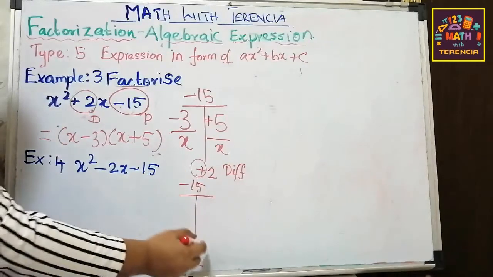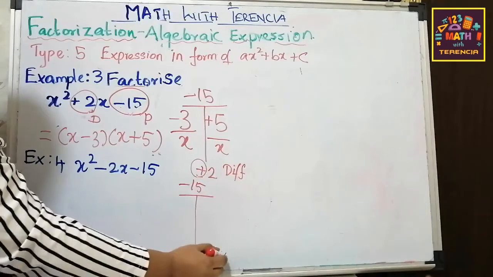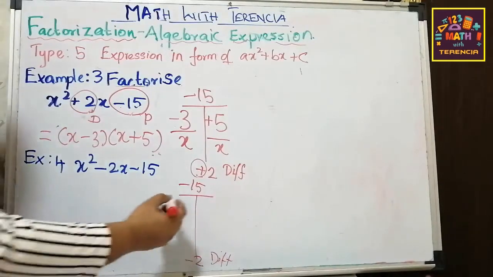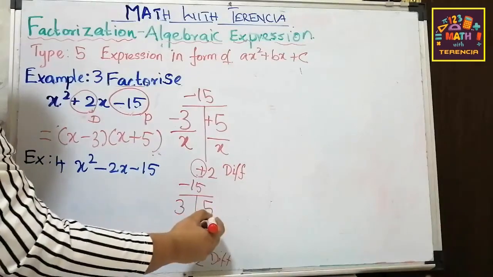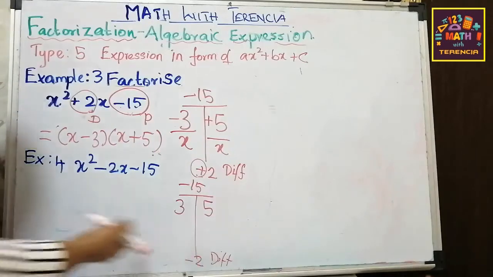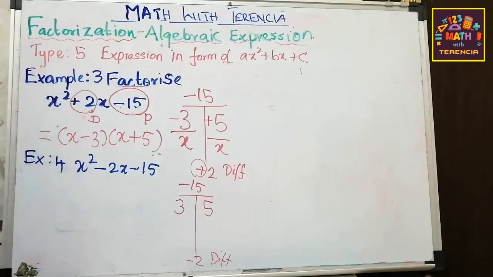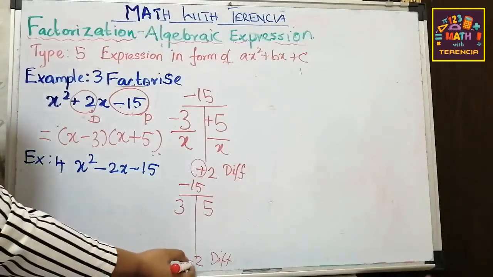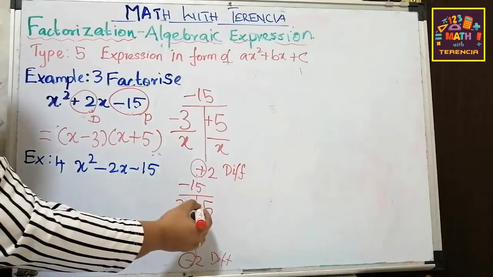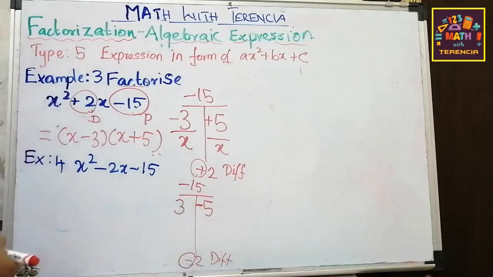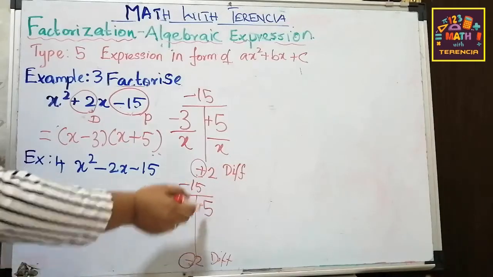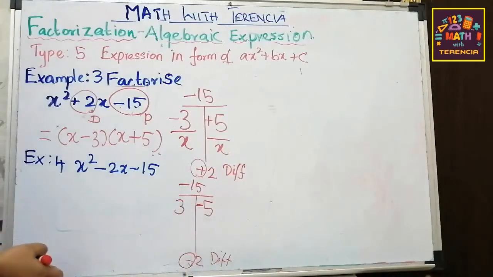As I said, if I have a minus symbol, I should find the difference of the factors to get 2. So now 3 times 5 is 15 and the difference of 3 and 5 is 2. Now you need to worry about the sign. If you have a minus sign down, the bigger number should have the minus sign. Always the sign which is on the bottom will go with the bigger number.